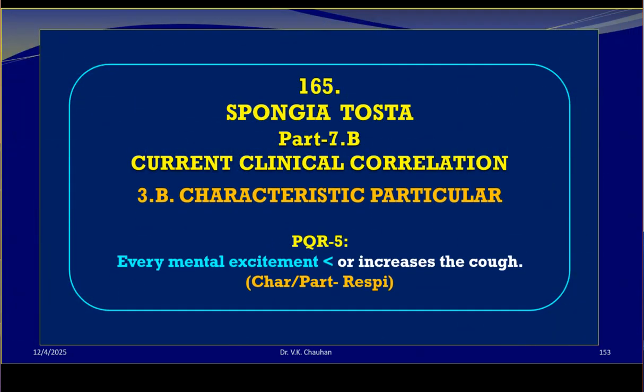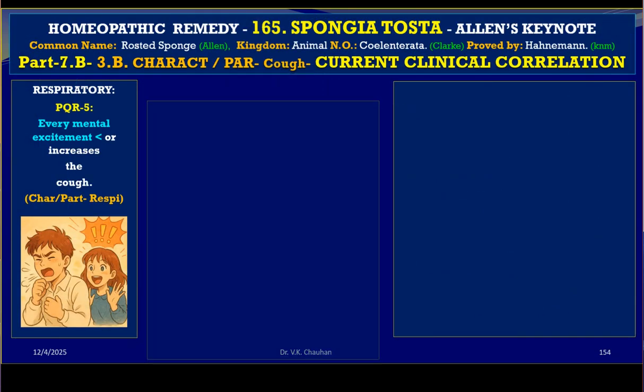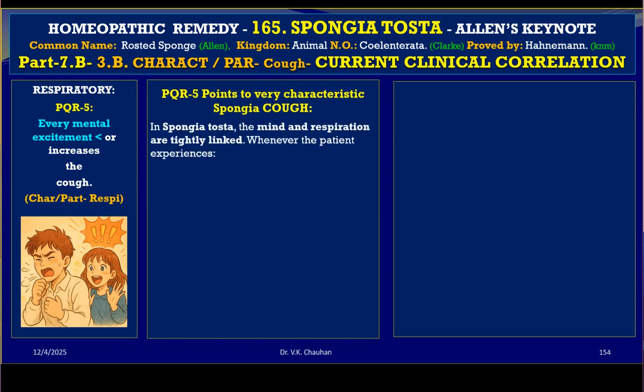So friends, we go to PQR5 in the respiratory system. Sorry, but this symptom is a very funny symptom. It has two components. Mental excitement increases the cough. So truly speaking, it is something mental general also, and its effect, the concomitant symptom or comorbidity associated with this, is specifically the cough. So let us try to examine this particular peculiar symptom in Spongia tosta.